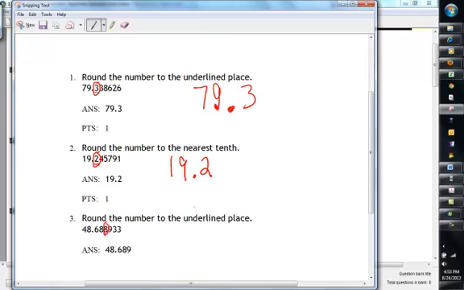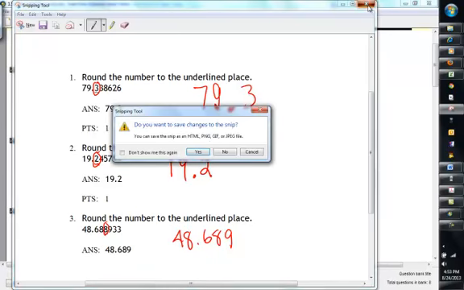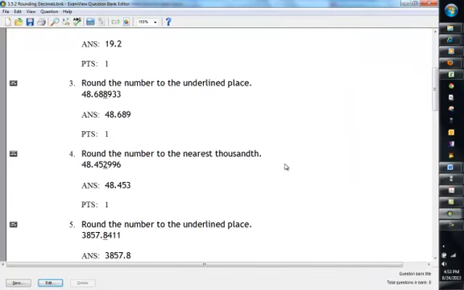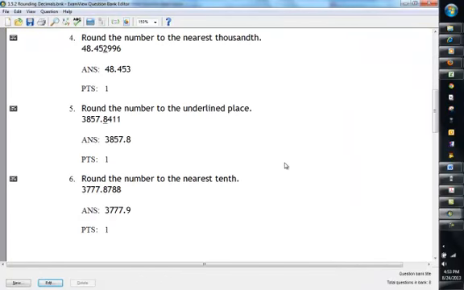8 is followed by a 9, so we change the 8 to a 9, write everything in front of it the same, and leave everything after it off. Next one.